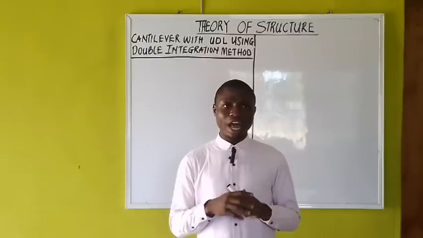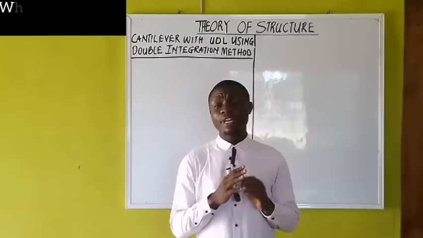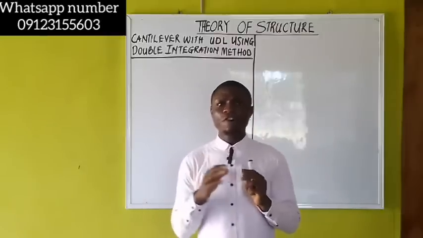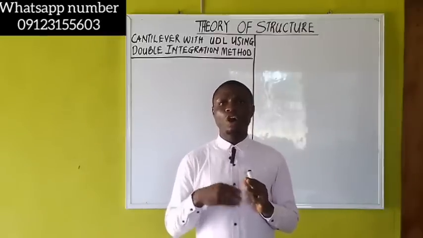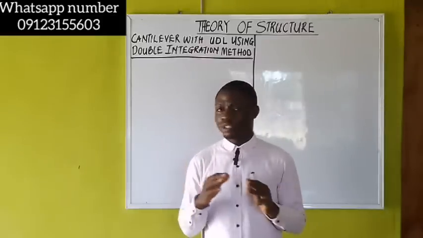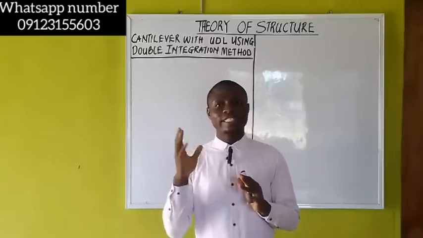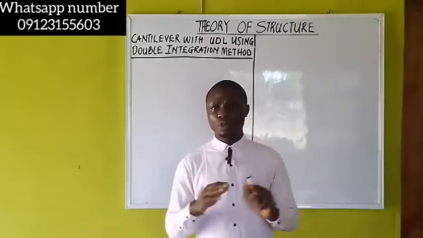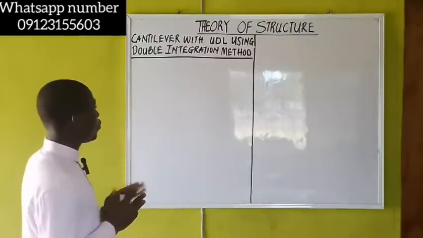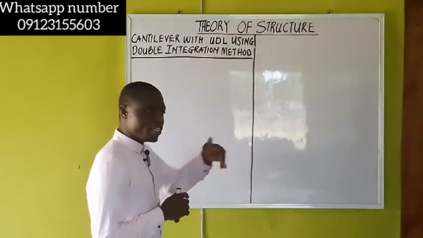Deflection equation and the slope equation for a cantilever beam with a uniformly distributed load. First things first, before I can derive the deflection or the slope equation of a cantilever beam with a uniformly distributed load, my first task is to draw a diagram illustrating a cantilever with a uniformly distributed load on it. Alright, as you can see, cantilever with uniformly distributed load, UDL.